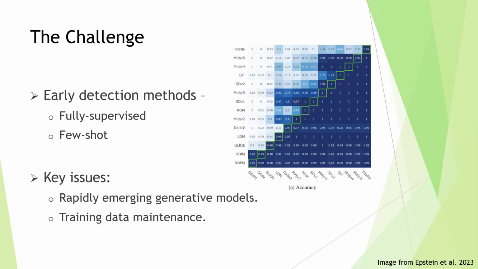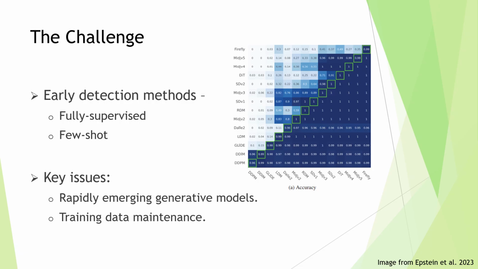To address this issue, different detection methods have been suggested. First detection methods relied on fully supervised or few-shot learning, meaning they required labeled examples of generated images. However, generative models evolved rapidly, so detectors trained on older models often fail on new ones, as shown in this matrix from the work by Epstein et al.